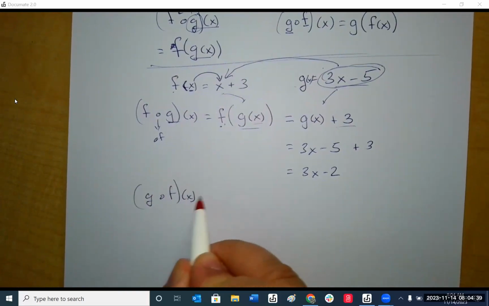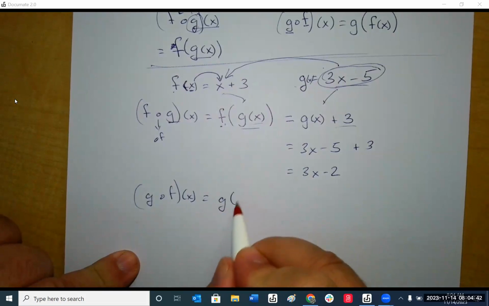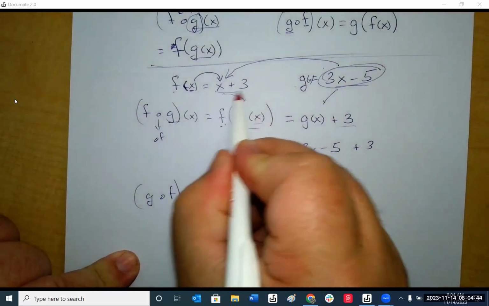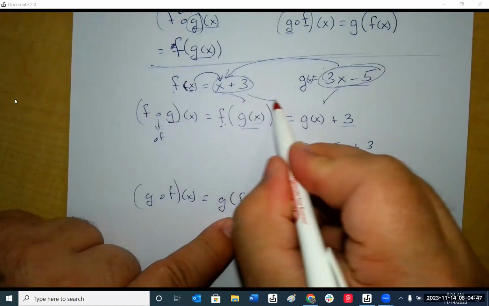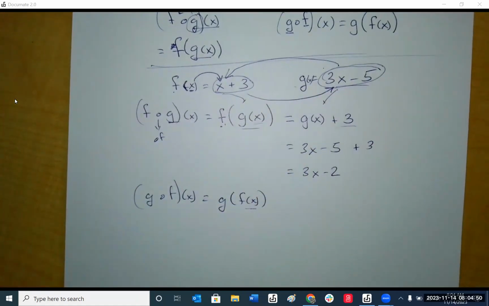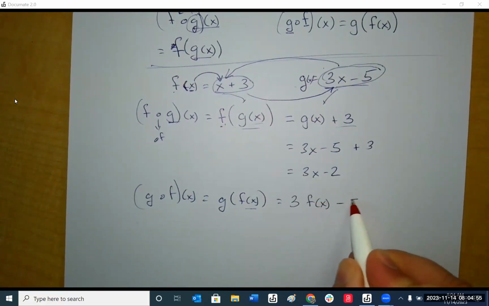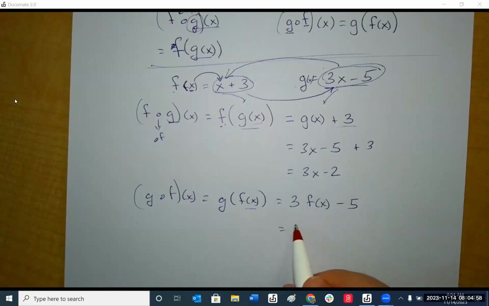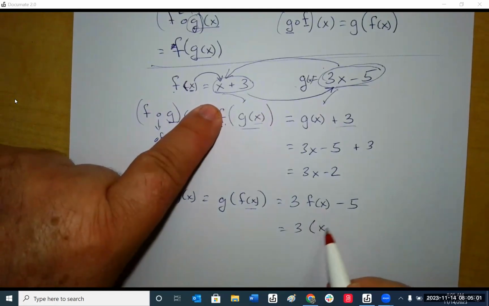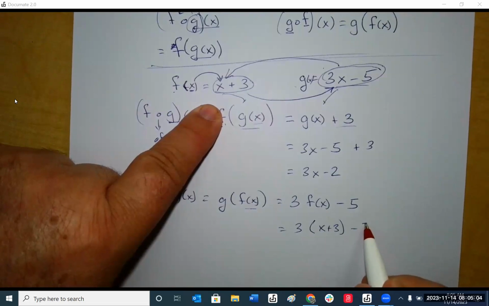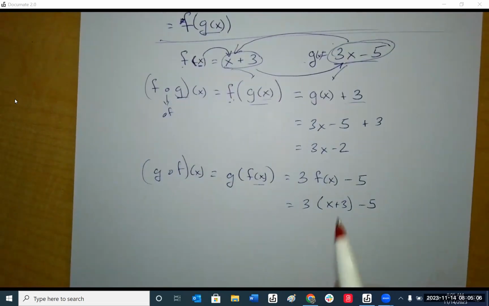g of f would be the opposite. Here's my inside function. Anywhere I see an x in the g function, I put the f of x. So I have 3 f of x minus 5. f of x is x plus 3. Distribute, get rid of the parentheses. Combine like terms. And there's our final answer.